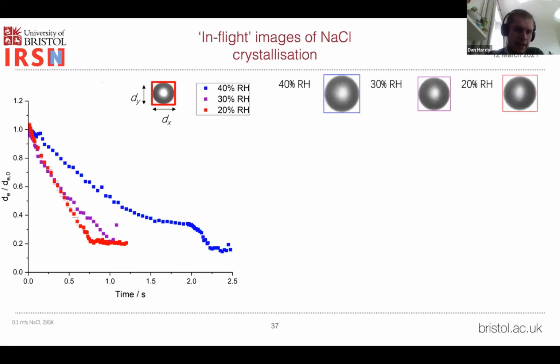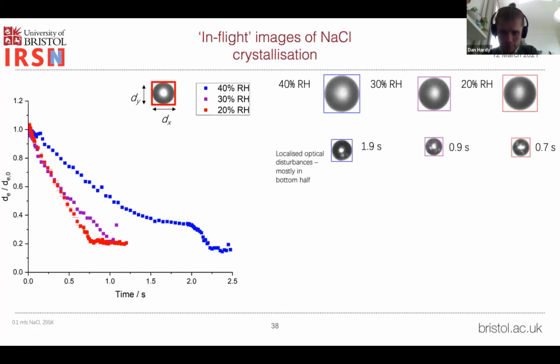So here on the left is the evaporative profile. I've normalized these against their initial droplet size so that you can make a direct comparison. These droplets are drying in different relative humidities, so that we can compare the morphologies produced: 40% for the blue, 30% for the purple, and 20% for the red. I've color matched the images here. So this is what they look like when they start, a nice homogeneous droplet.